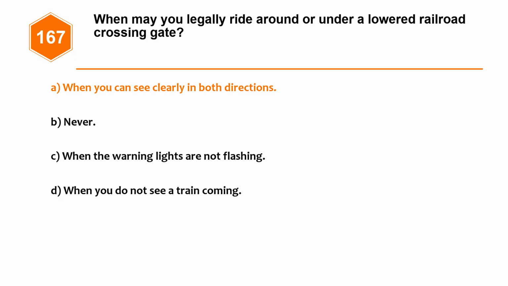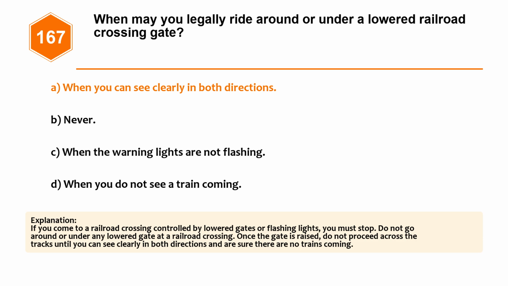The correct answer is option A, when you can see clearly in both directions. Explanation. If you come to a railroad crossing controlled by lowered gates or flashing lights, you must stop. Do not go around or under any lowered gate at a railroad crossing. Once the gate is raised, do not proceed across the tracks until you can see clearly in both directions and are sure there are no trains coming.